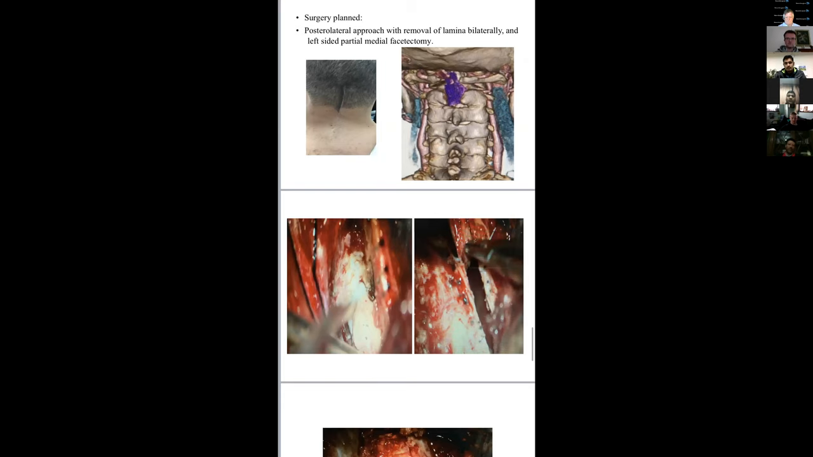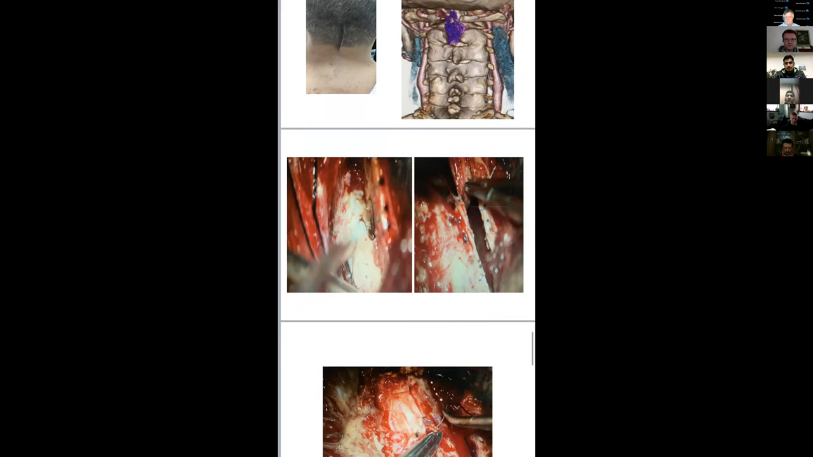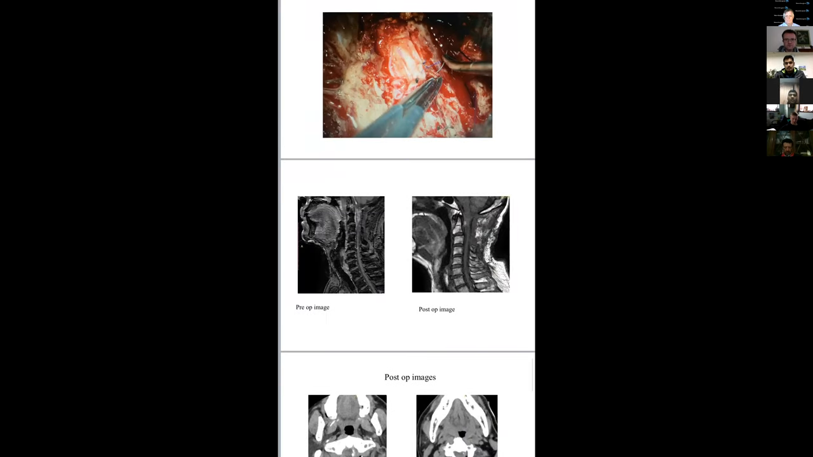So these are the pictures. The first picture shows the tumor, the second picture shows after the tumor excision, and that is the final after dural closure. These are the pre-op MRI images, which show the tumor, and in the post-op images we can see almost complete excision of the tumor.